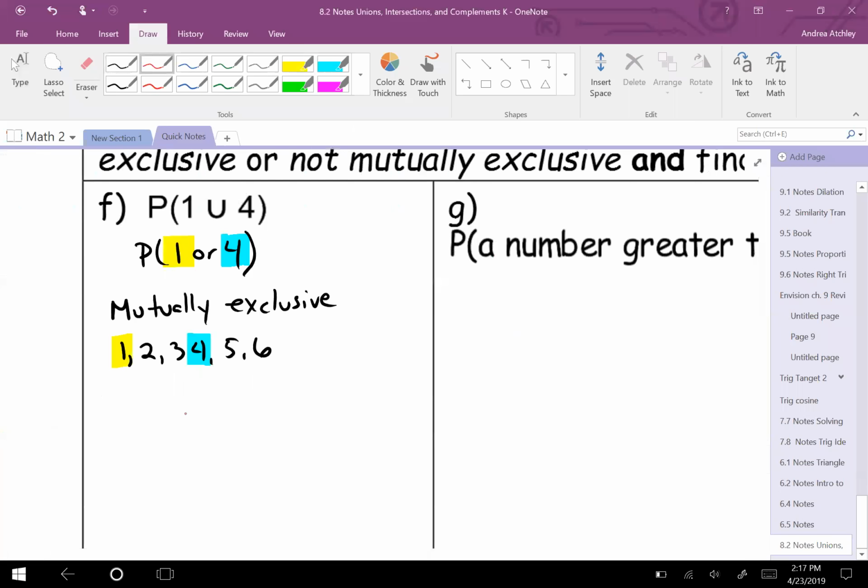So my probability is I have 2 things highlighted, and there are 6 numbers. So that's 0.333. The 3 does not make the 3 move up. So I move my decimal over and I get 33%. Any questions over that?